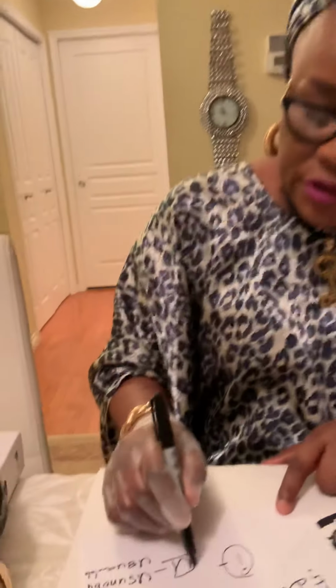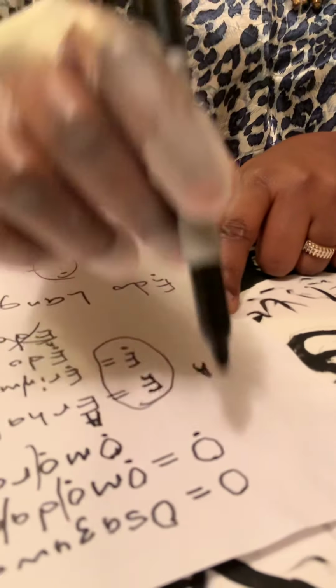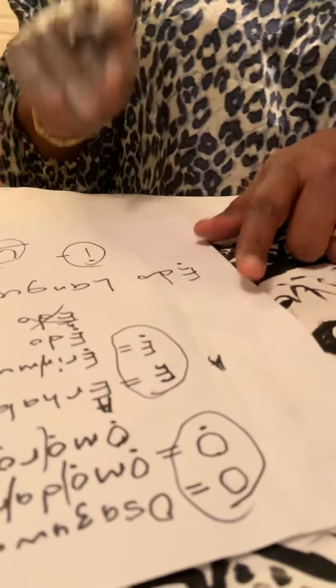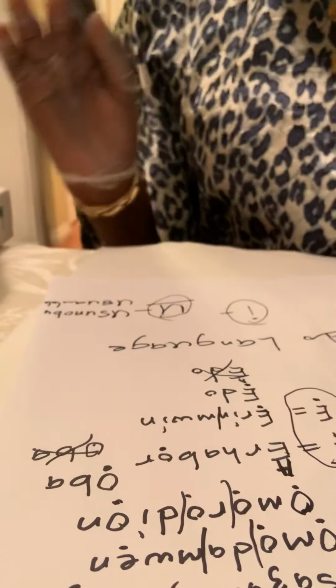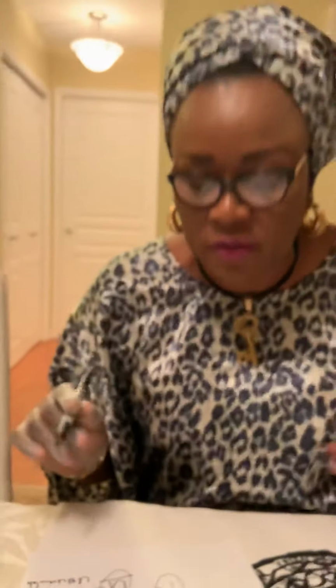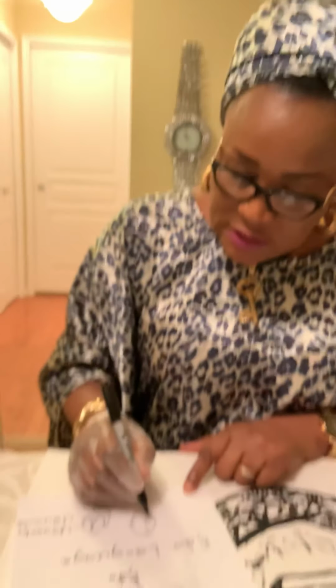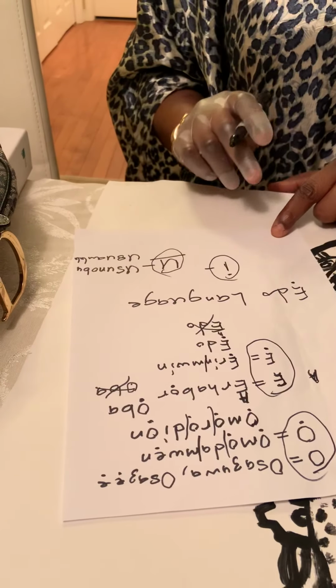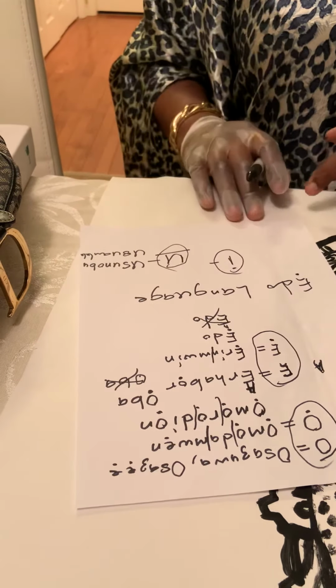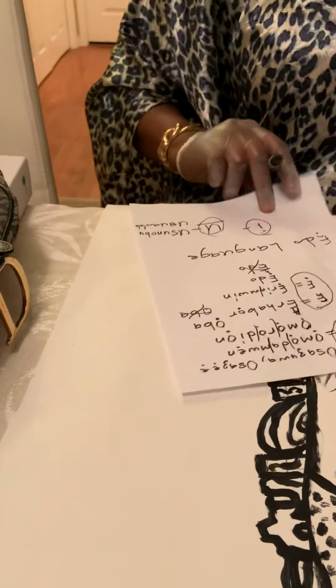Okay, then let's go to vowel I in Edo language. This is U, this is vowel E, this is vowel O. I hope it's not too complicated. Sorry, I was used to teaching in the university environment. It's only here I learned how to teach from kindergarten to grade 12. So now, this is letter I. Letter I is very complicated for children learning Edo language.